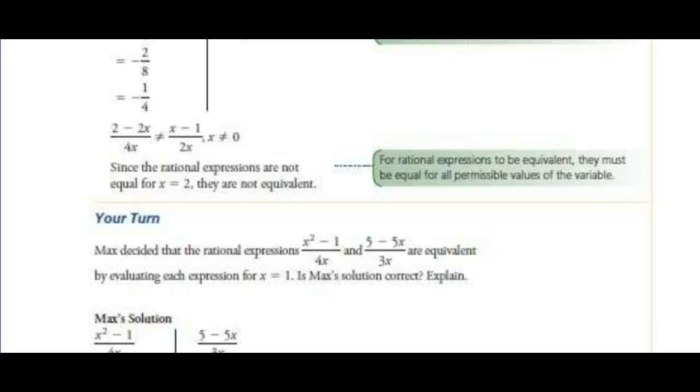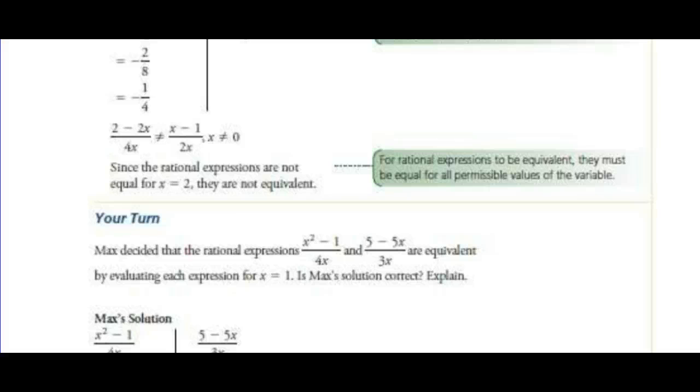5 minus 5 is 0. 3 times 1 is 3. We get 0 over 3. Still get 0. So Max is saying, hey, if I put a 1 in there and they're both 0, then they must be equivalent. Do you believe that? Now, I'd believe it if Max didn't have zeros. What if we put a 2 in here?